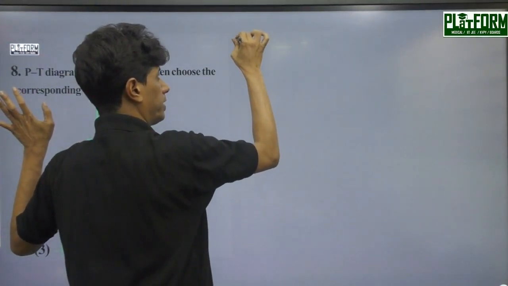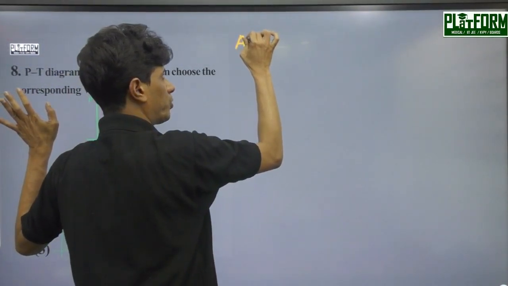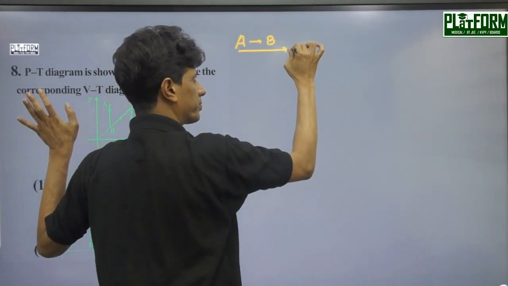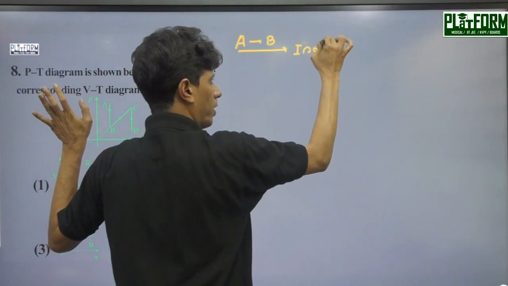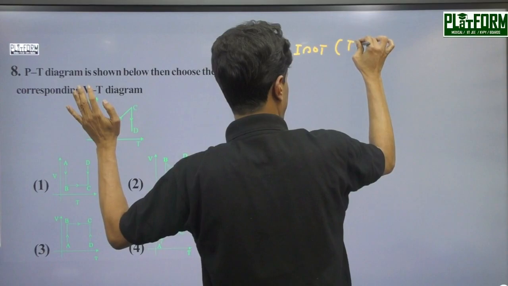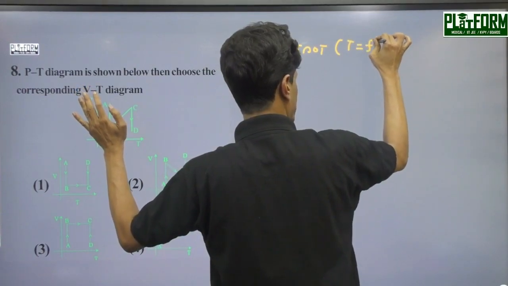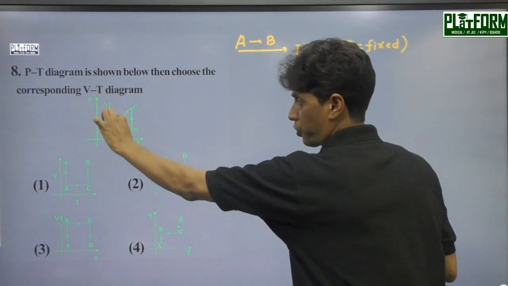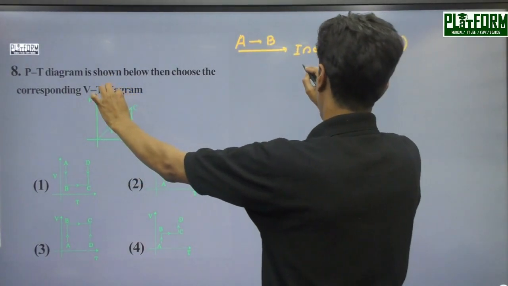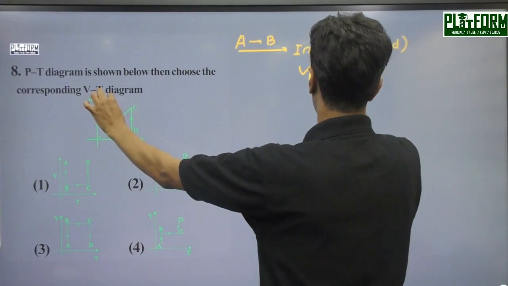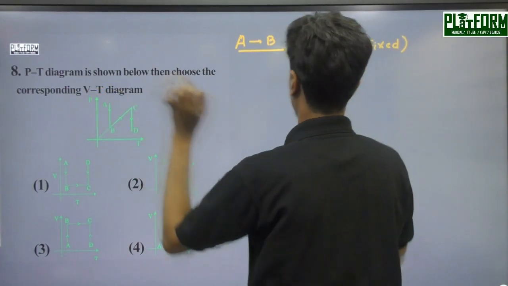Here in the graph, A to B is isothermal, iso T. Iso T means the temperature of the gas is fixed. So according to Boyle's law, pressure goes on decreasing. Therefore, we can say the volume at point B is greater than the volume at point A.